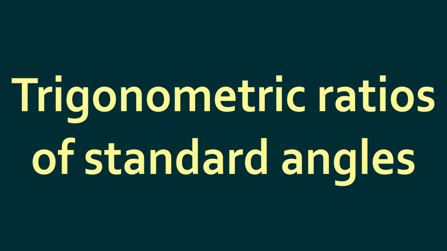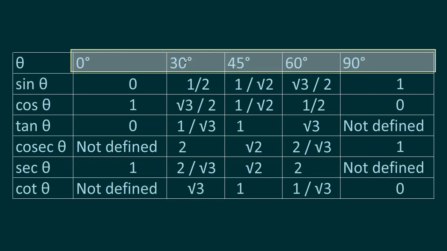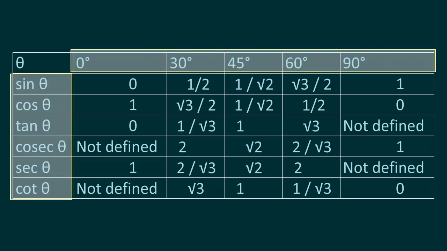To solve simple trigonometric questions, we must remember the trigonometric ratios of standard angles. So what are the standard angles? These are the standard angles: 0 degrees, 30 degrees, 45 degrees, 60 degrees and 90 degrees. For these angles, we must remember the values of these 6 trigonometric ratios: sine theta, cos theta, tan theta, cosec theta, sec theta and cot theta. So we will need to use this knowledge to solve simple trigonometric questions.